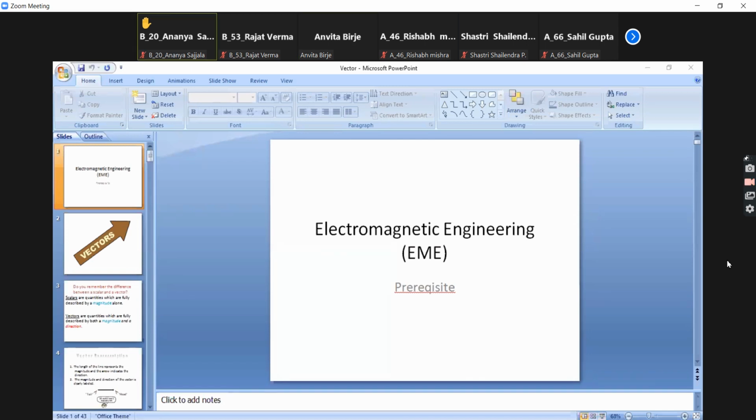So scalar is a quantity which is described by only magnitude, and vector is something which is described by magnitude and direction. Okay. So if I ask you weight, what is this quantity? Is it a scalar or a vector? Scalar. Okay. So weight is having only a magnitude. But if I ask you force, then vector.